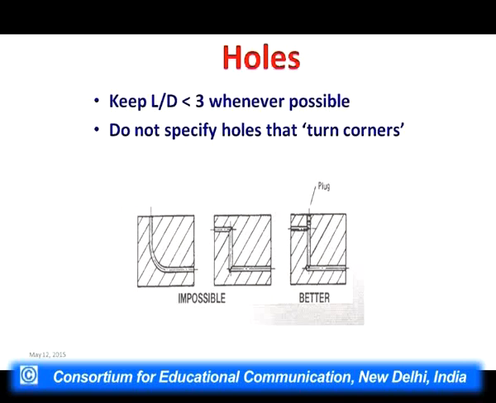The fundamental rule is keep L by D ratio less than 3 whenever possible. L is length and D is the diameter of the hole. L by D must be less than 3 whenever possible, and do not specify holes that turn corners. So, whenever the holes are there with the corners, those should be avoided. Only straight holes be there in the design, because straight holes are easy to make and manufacture.